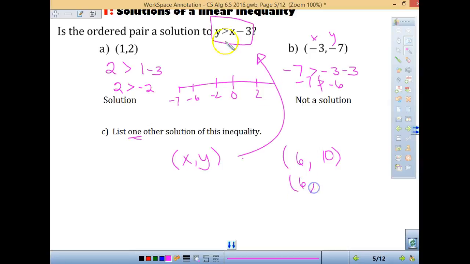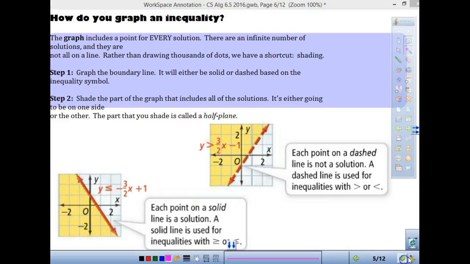Could I have 6 and 4? Would that work? Could I have 6 and 5? 6 and whatever that first number is, right? As long as this is greater than, in this case, 3, all of these are going to work, right? So I can come up with many, okay? If we're just listing one, I just want you to be aware that there are many, many solutions as we look at that. So that's why we are going to graph.